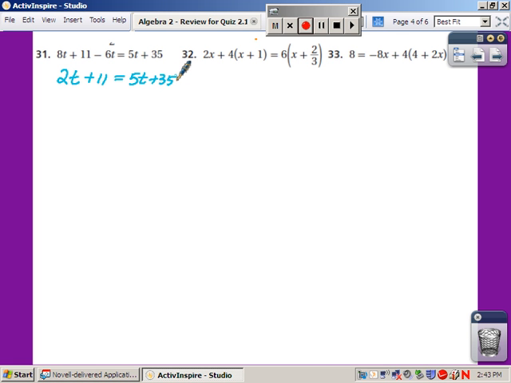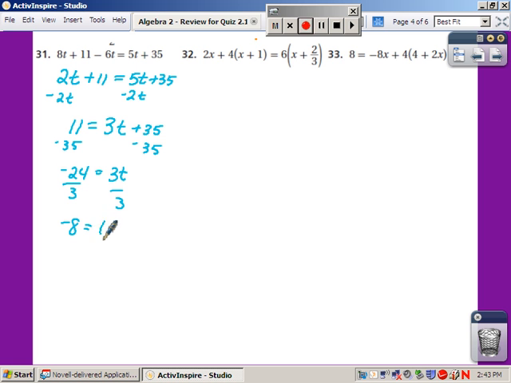It doesn't matter, but I would say let's subtract the 2t. That way we'll keep out of negatives. 11 equals 3t plus 35. And I guess we're going to get negatives anyway because we're going to subtract 35 away from both sides. This will be negative 24 equals 3t. And when I divide by 3 on both sides, I get negative 8 equals t. It doesn't matter if the variable ends up on the right side or on the left side. In geometry, when you did proofs, you would learn that that's called a reflexive property.